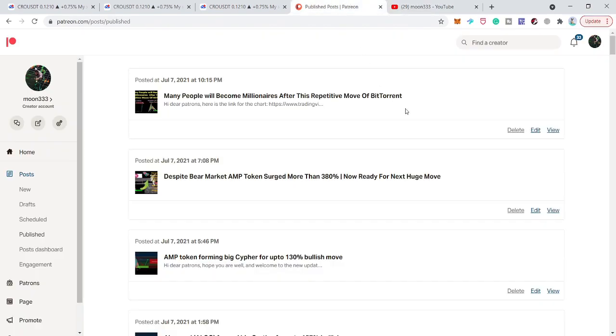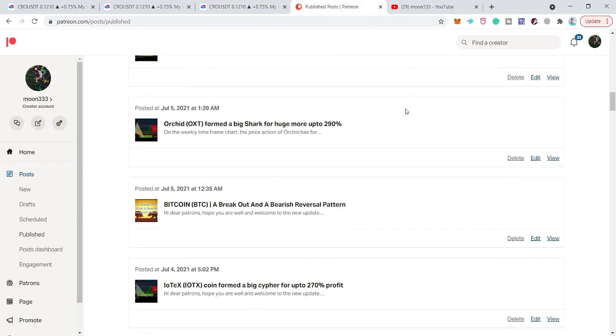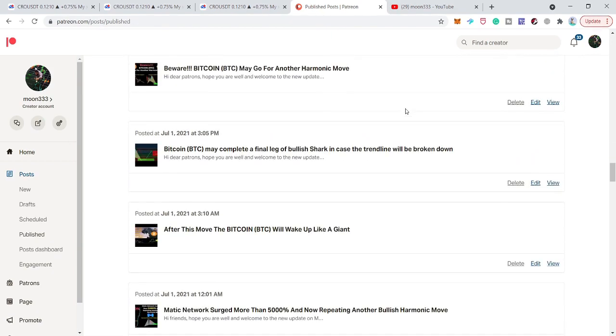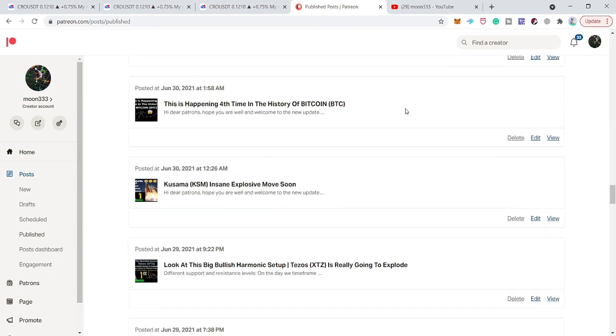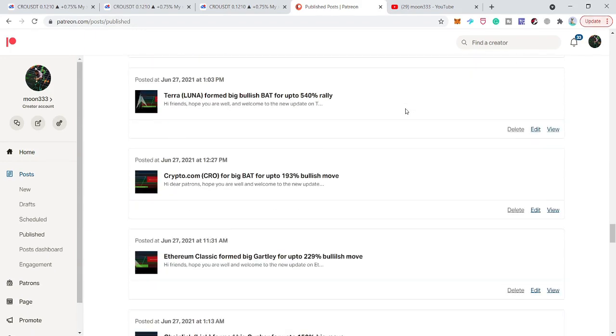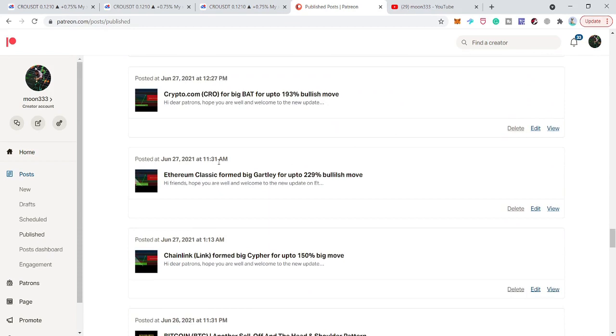A few days back, on 27th of June, I shared an idea on Patreon for my members in which I mentioned in a detailed manner how the price line of crypto.com has completed a harmonic bullish reversal pattern, a big harmonic bullish reversal pattern.